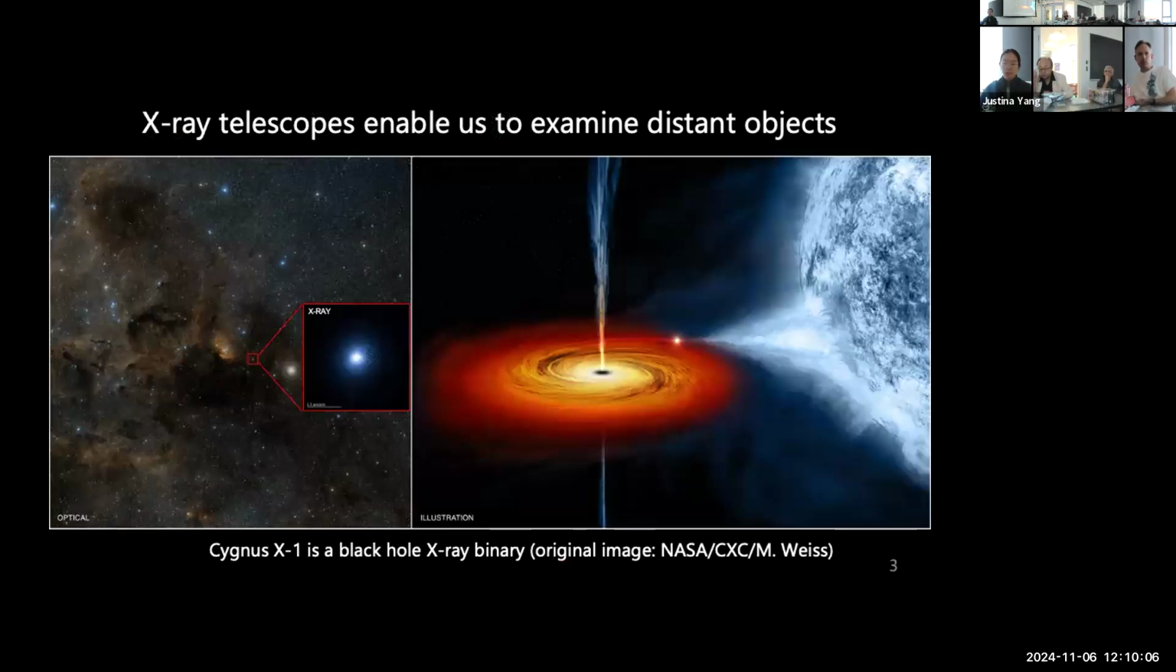Besides just making images of objects, taking data with X-ray telescopes also lets us draw conclusions about the properties of the objects. So Cygnus X-1 is a black hole X-ray binary. The illustration here is an artist's version of what a black hole X-ray binary is, with a black hole and a companion star. The black hole is accreting material from the companion star into an accretion disk, which is one of the components in this image that is bright in X-rays.